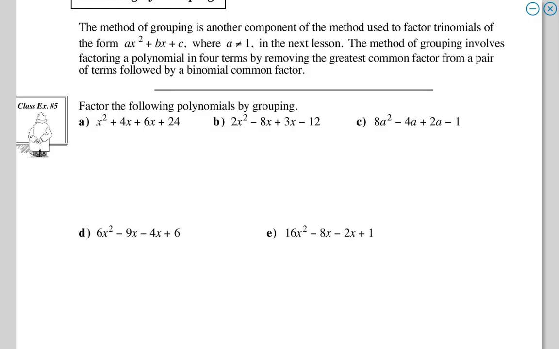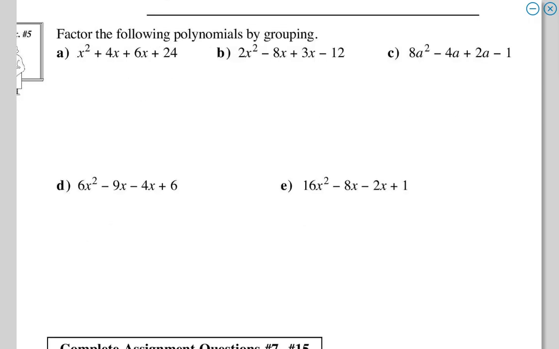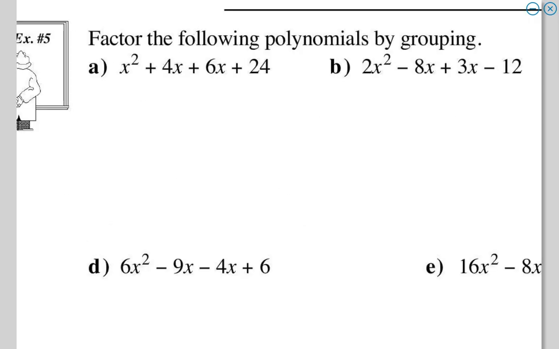Okay, still more training wheels here. We're almost there, guys. This is where I want you to grab the GCF pairs. What's in common in the first pair? You're left with? Thank you. What comes out of the next one? What comes out of the next pair?